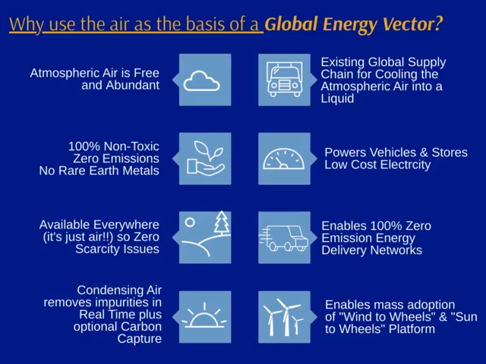Now, the great thing is there's already an existing global supply chain for the equipment that's used to condense the air into a liquid. And the power source that's required to liquefy the air can be from wind and solar. And our technology is able to power EVs, which means we're able to do wind to wheels and sun to wheels 100% zero emission. And because the air is in a liquid form, it allows you to transfer this energy to wherever it's needed. That's a 100% global energy network.